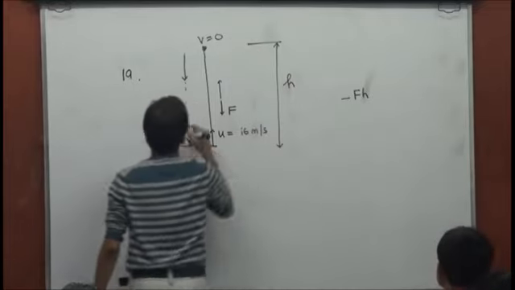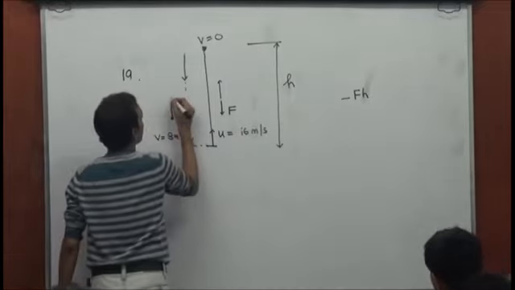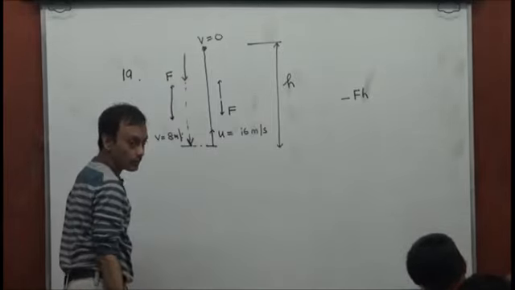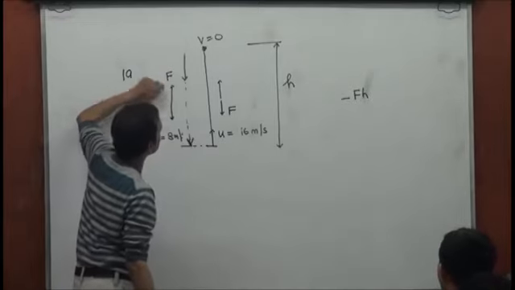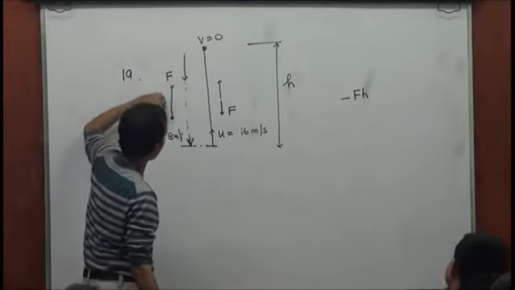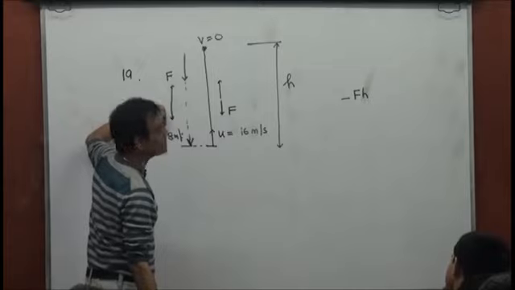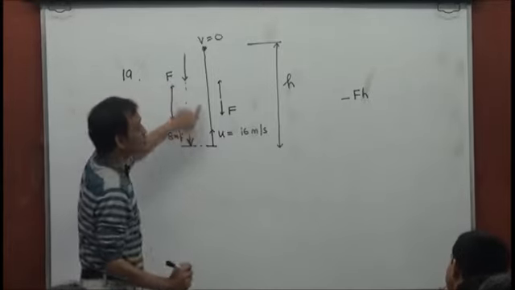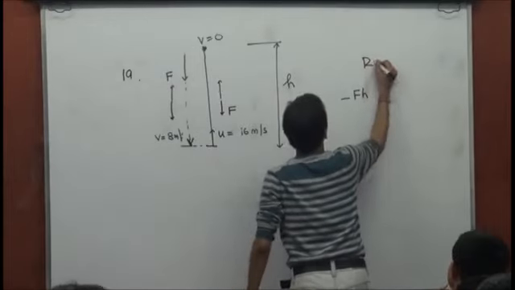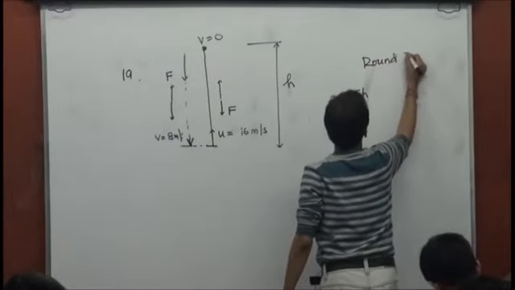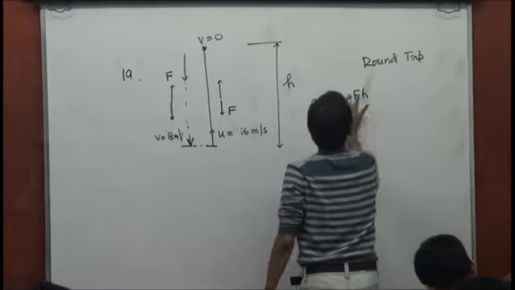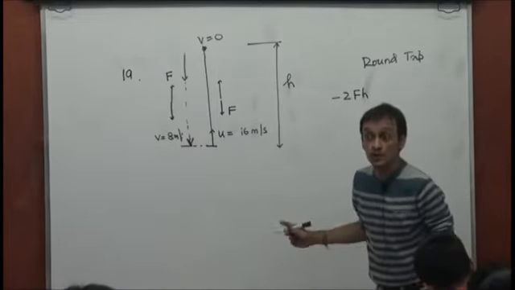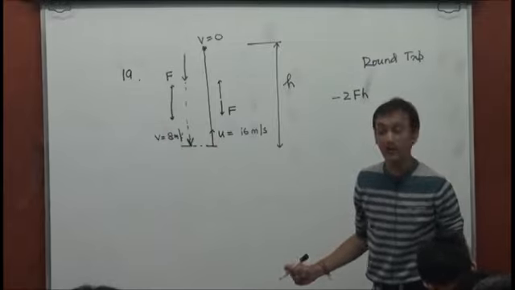Now when it's coming down, air resistance would act up, right? So what's the work done by air resistance when it goes down? F is acting upwards, displacement H is downwards. So the work done by this is going to be minus F into H. So then in a round trip, minus FH plus minus FH, that's the total work done by the air resistance, right?